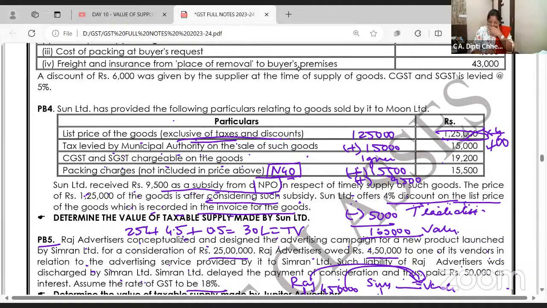Discount will be deducted, no? So here, I think it's coming to 1,65,000. एक बार फिर से देखो. 1,25,000 plus 15,000 plus 15,500 plus 9,500, that is 165, minus 5,000. This discount was pre-decided and it's a part of the discount, so I'll deduct it to get 1,60,000.